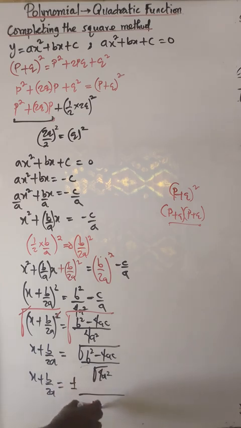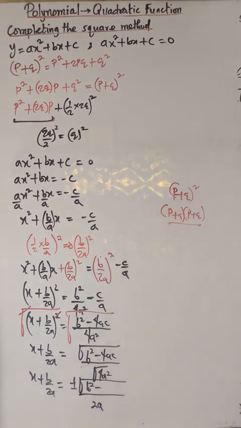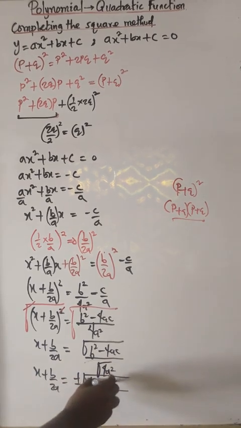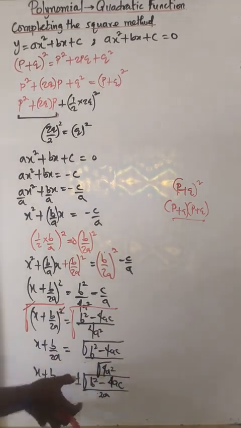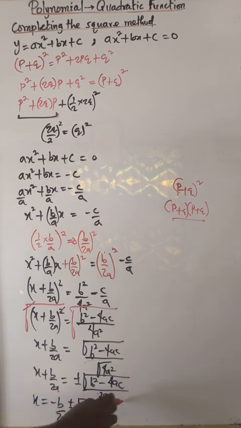The square root of a squared is a. Then this remains as what? b squared minus... no? Something is missing. Oh, okay, we are good. Minus 4ac. Since we want to get x, this plus b over 2a, we have to move to this side. So therefore, when we shift this one here, x becomes minus b over 2a, then plus or minus the square root of b squared minus 4ac over 2a.